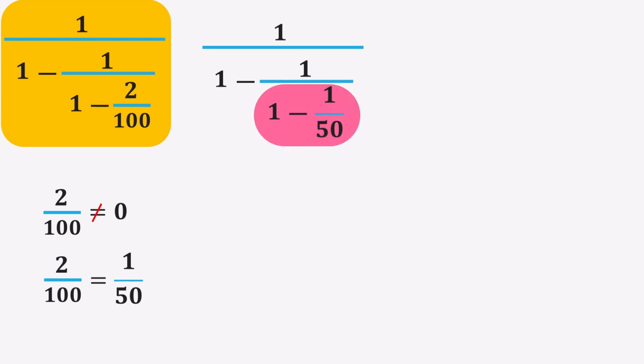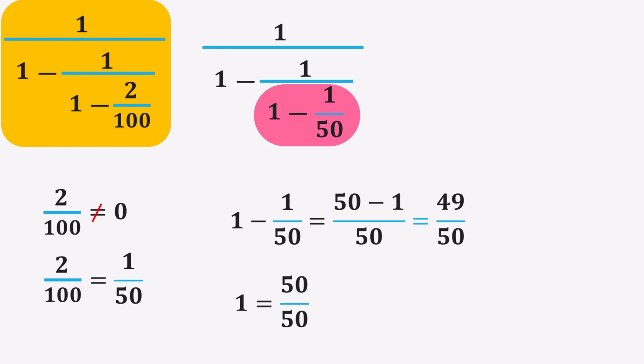Let's continue with 1 minus 1 over 50. Here, we need common denominators. We can put 1 equal to 50 over 50. So, 50 minus 1 over 50, and that is 49 over 50. The expression is becoming cleaner already.